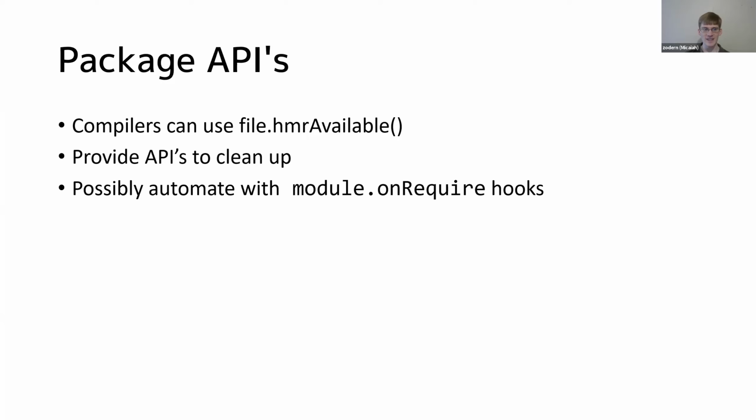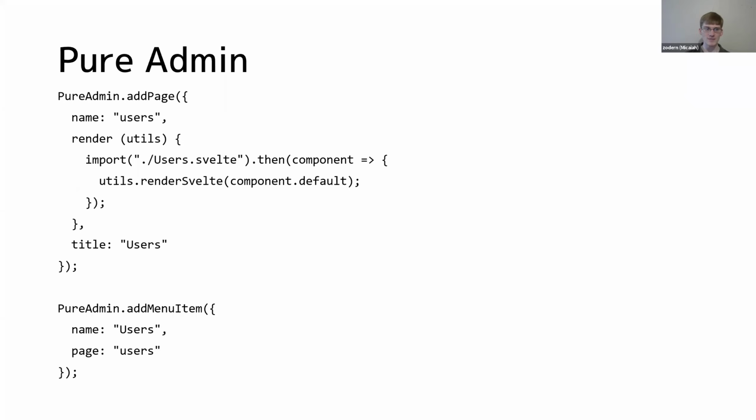It would be nice if we could automate cleaning up for modules that use our package. In most cases, it's not possible, but if a module uses our package within its top level, we can use onRequire hooks to keep track of which module is currently running and to add dispose functions to those modules. We can then use this to keep track of how a module uses our package and then clean up after it. One package that does this is Pure Admin. It keeps track of which module is currently running so it can clean up.